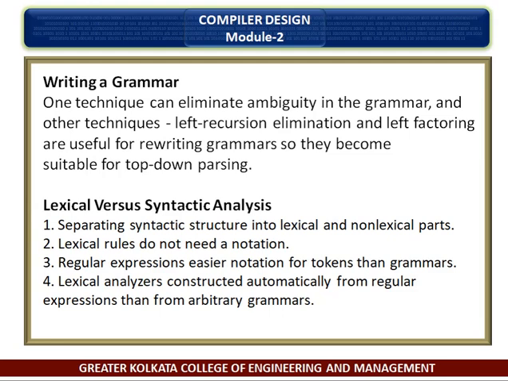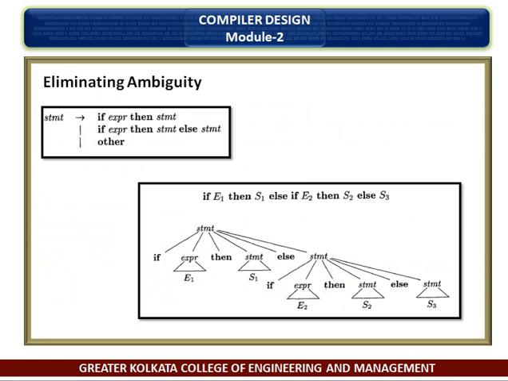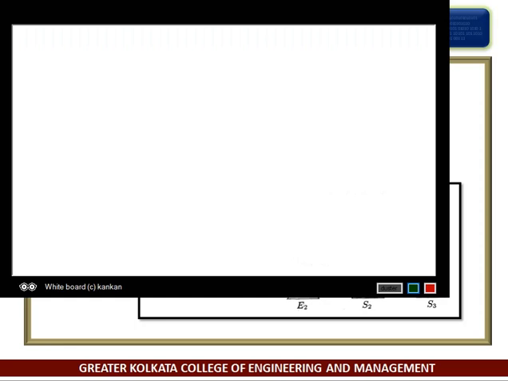Now we need to eliminate the ambiguity. Sometimes an ambiguous grammar can be rewritten to eliminate the ambiguity. As an example, we shall eliminate the ambiguity from the following dangling else grammar. Dangling else grammar.